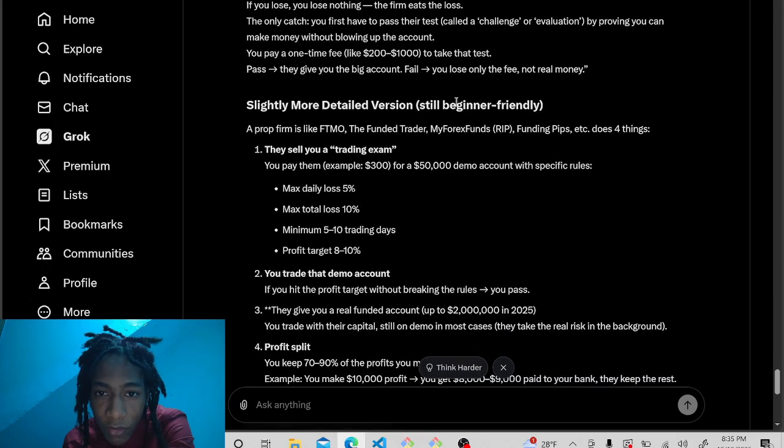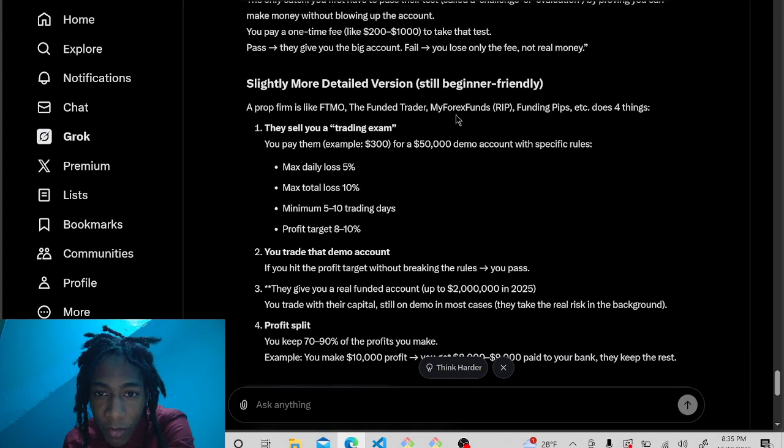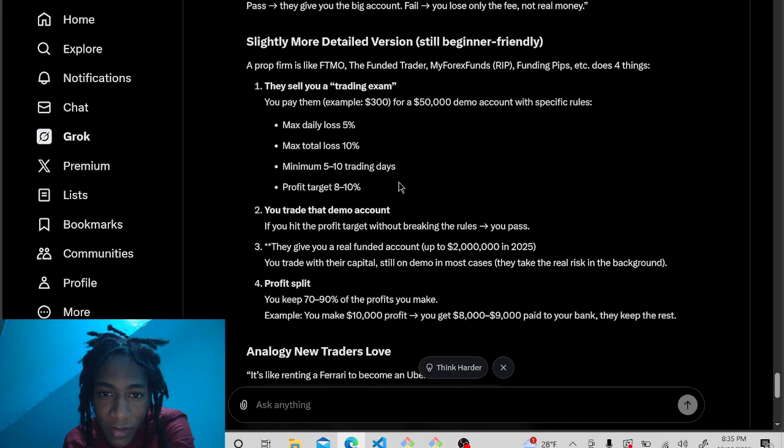Slightly more detailed version, still beginner friendly. A prop firm, like FTMO, The Funded Trader, MyForexFunds, Funding Pips, etc., does 4 things. They sell you a trading exam. You pay them, for example, $300 for a 50,000 demo account with specific rules. Max daily loss 5%, max total loss 10%. So this is what you can't lose in a day. This is what you can't lose all in all. And minimum 5 to 10 trading days. Profit target 8 to 10%.